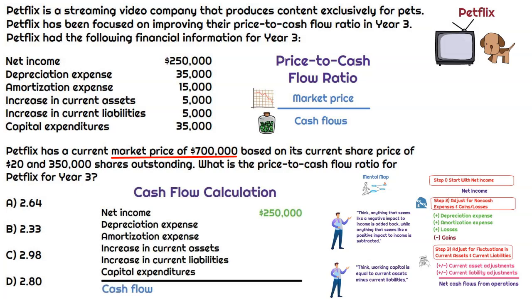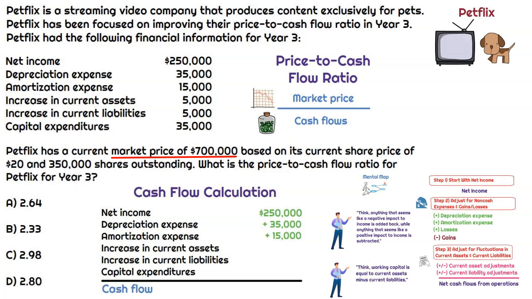So before we can calculate this ratio, let's calculate the cash flow for Petflix. So we're going to start with net income of $250,000. And then we have depreciation and amortization expense. Now, neither one of these actually results in a cash outflow when we record the expense, but it does burden net income. So what we're going to do is add back both of those. So add back $35,000 and add back $15,000, right? That is why they are a positive number.